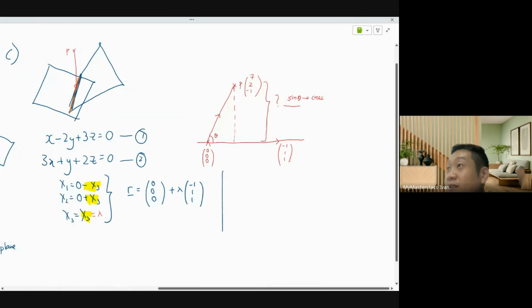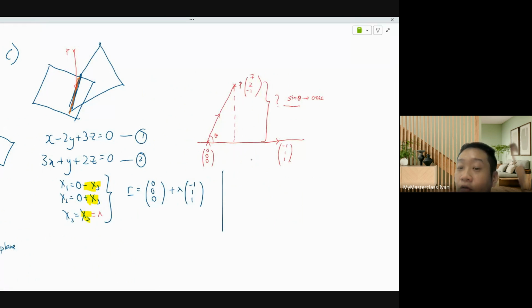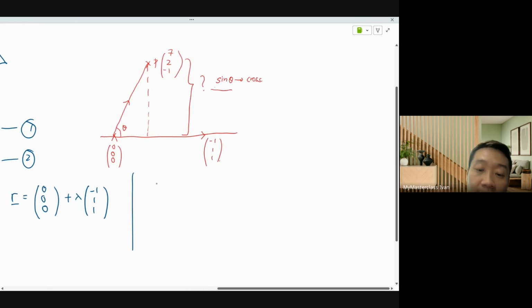Okay, so to find the perpendicular distance, slowly by slowly: first I find the point of intersection and realize it's a line. Next, the question is asking for the perpendicular distance from the point to the line. So I draw the point, the line, the two vectors, and find the angle. Then I ask myself, am I looking for opposite or adjacent? Opposite means sine, sine means cross. So the perpendicular distance equals, by the formula, the hypotenuse OP cross the direction of the line. What is the direction of the line? Tell me. Yes, so this is the direction of the line.